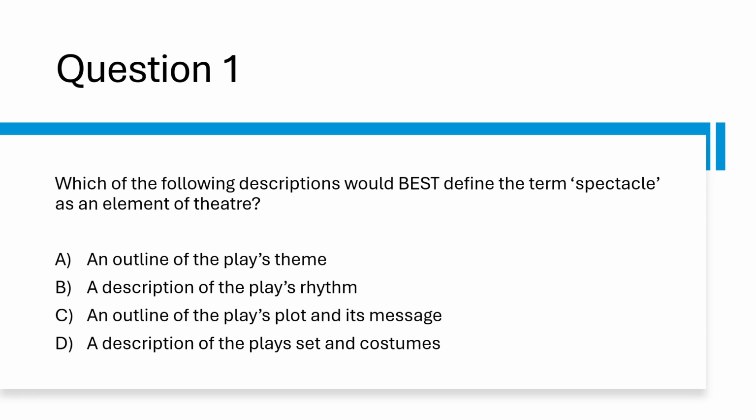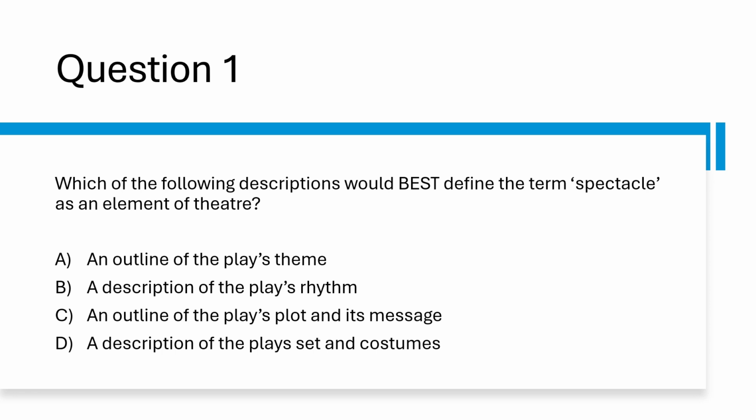Then we get to option B, a description of the play's rhythm. The play's rhythm has a lot to do with feel, so it's not something visual, so we're not looking for spectacle. And C says an outline of the play's plot and its message. We know what a plot is, we know what a message is, so that would not be a spectacle.